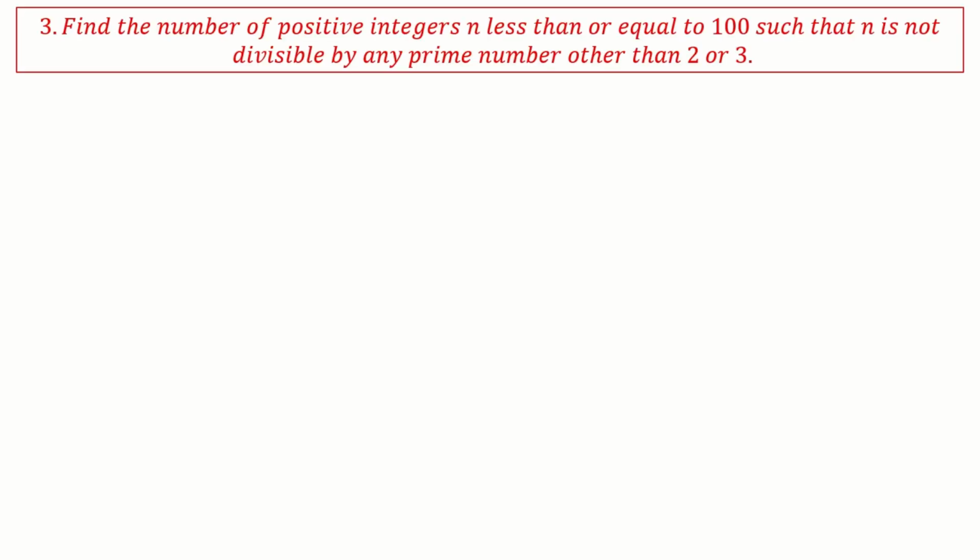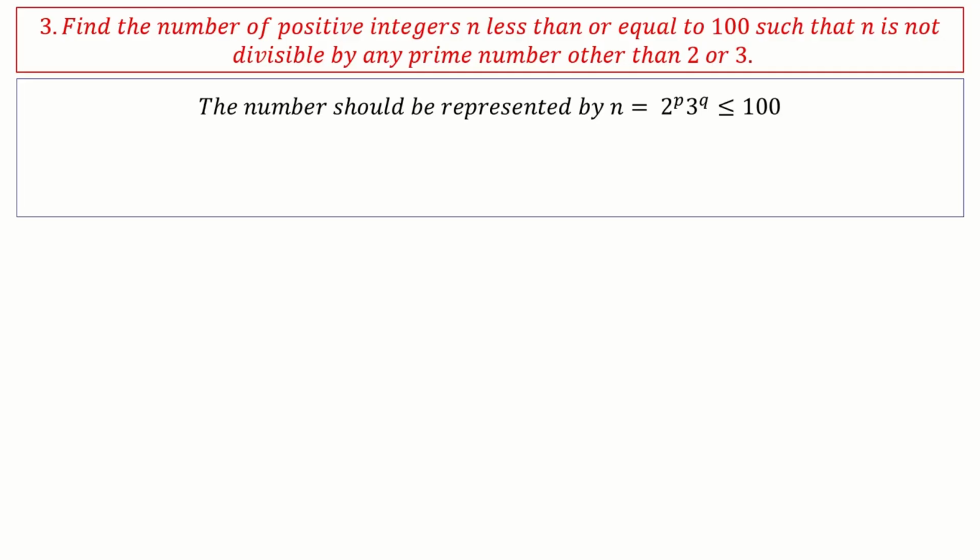Next. Find the number of positive integers n less than or equal to 100 such that n is not divisible by any prime number other than 2 or 3. Okay. So n should be divisible only by either 2 or 3. That's it. Okay. So let's see.